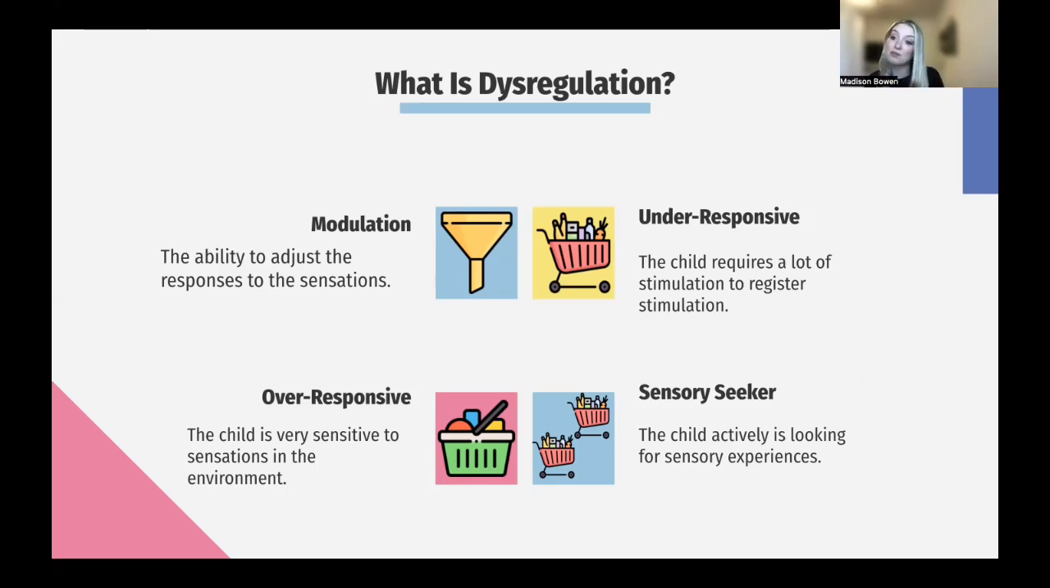When you have an under-responsive child, you might have a large grocery buggy, and it takes a lot of groceries to fill that up. And when you have a sensory seeker, this child is definitely shopping at Costco, so they can buy in bulk. They need a lot of groceries in order to register that they're even getting groceries at all.